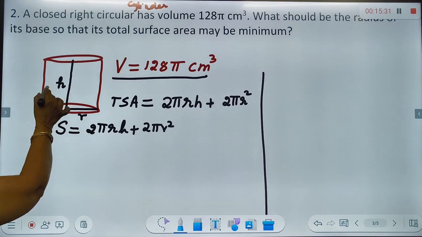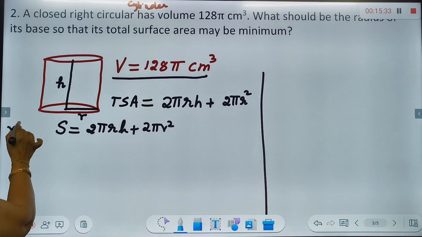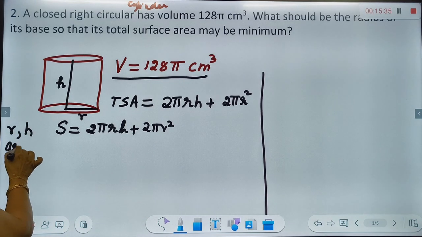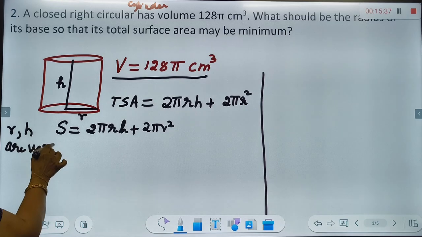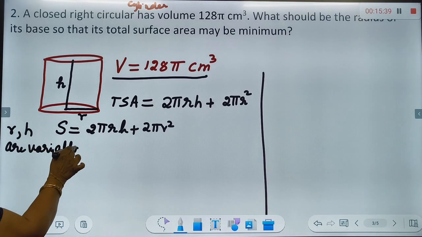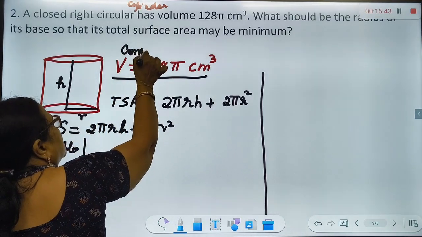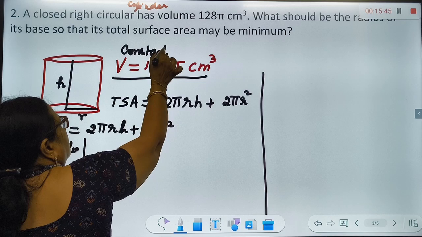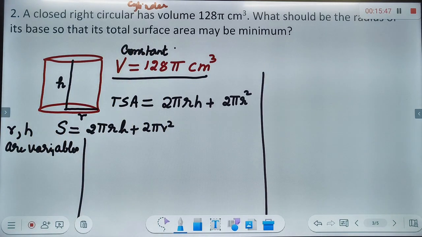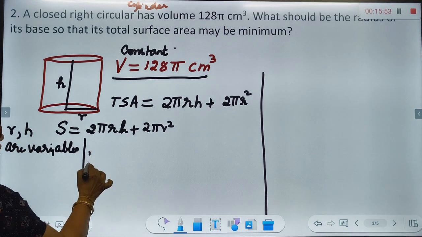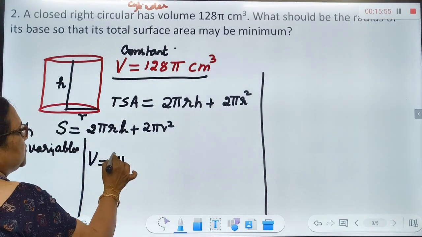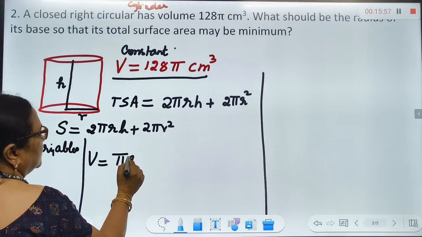Okay, so for that particular cylinder whose area is minimum, let us suppose the dimensions are r and h. So both r and h are variables. So the first step is to identify what is a constant and what is a variable. Volume is a constant. Now, what is the volume of a cylinder? Volume of a cylinder, you know, is pi r square h.